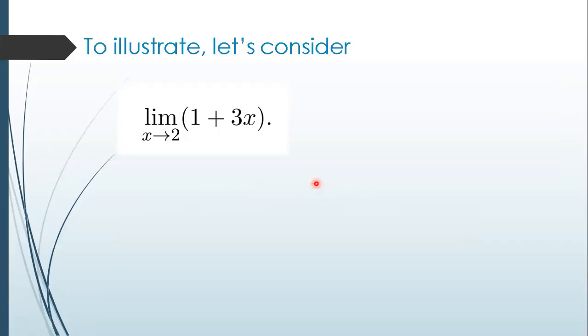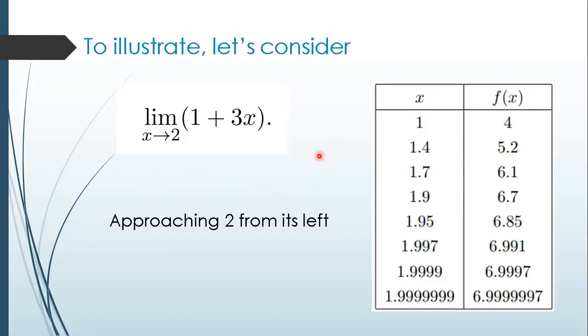Let's try to illustrate this and consider this example: the limit of f of x, which is 1 plus 3x. We read this as the limit of the quantity 1 plus 3x as x approaches 2. In this case, let's try to evaluate and provide a table of values.